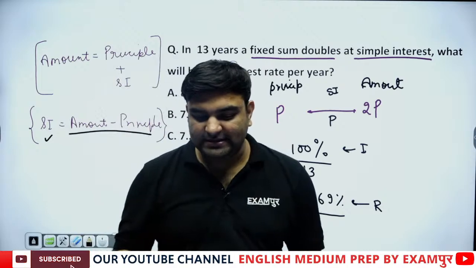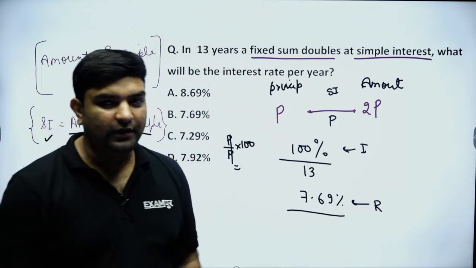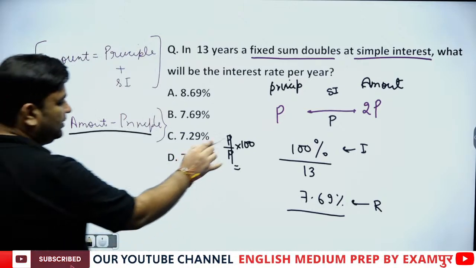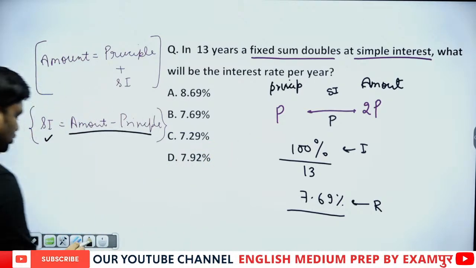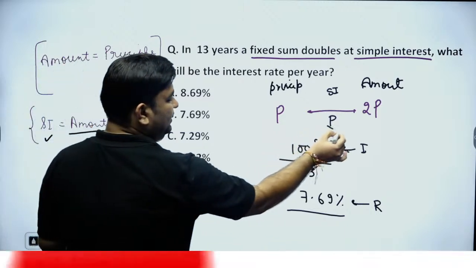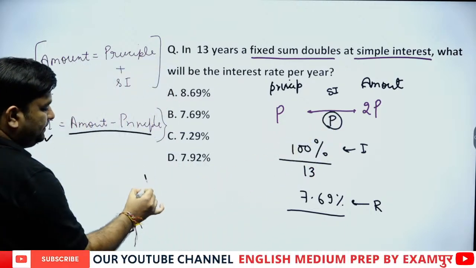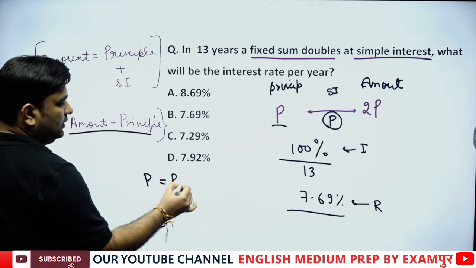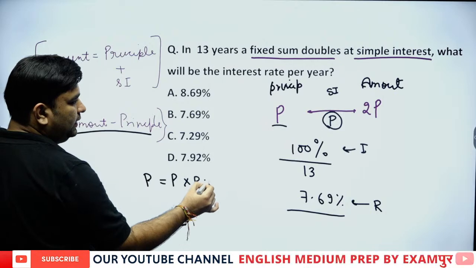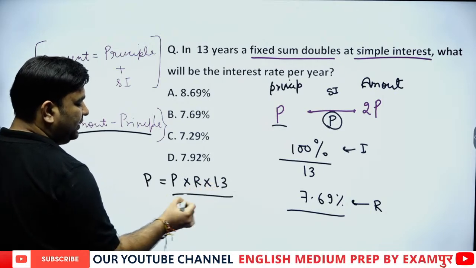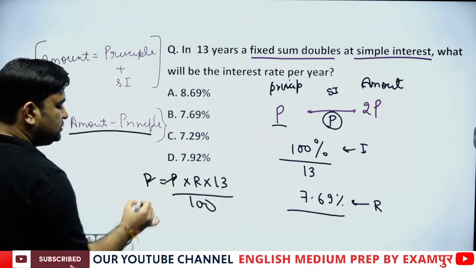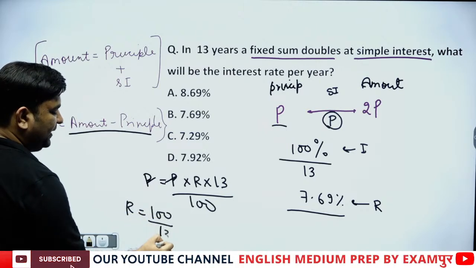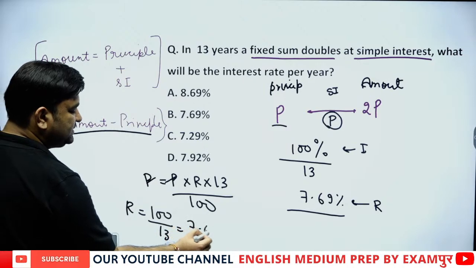This is the approach we need to develop. However, we can also do it like this. Simple interest is P. Principal is also P. Rate I want to know. Time is 13 years, divided by 100. So rate will come out to be 100 by 13, which is 7.69%.